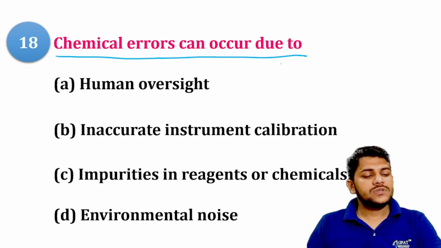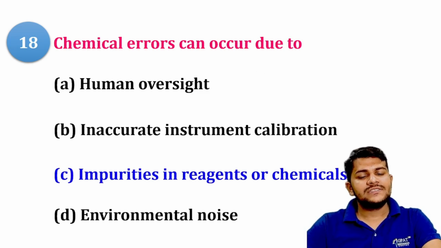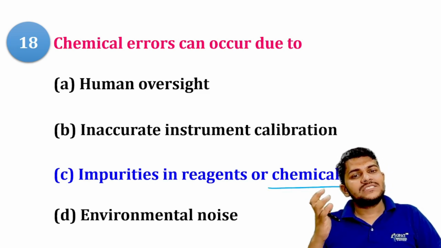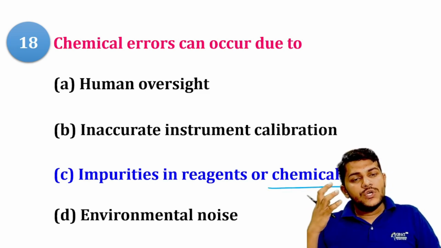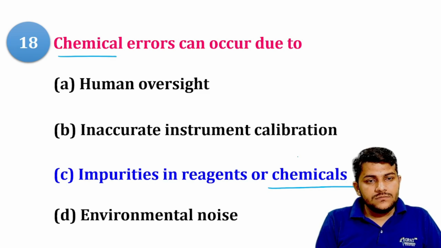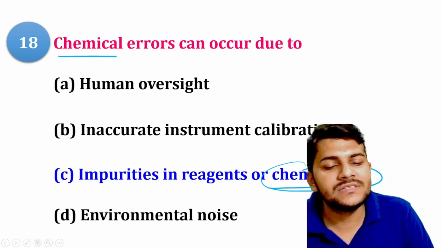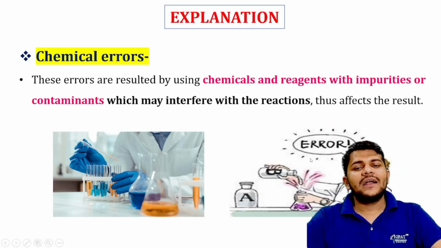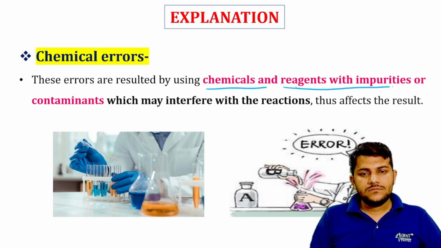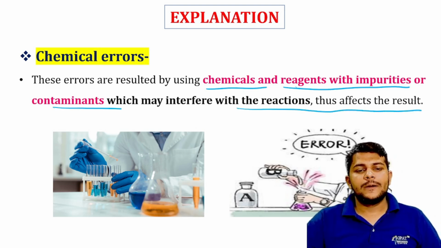Chemical error can occur due to... So what are the sources of the chemical error? Here there is only one option in which they are discussing the chemicals. Some questions in your examination are very direct, so you have to use your smartness and check your presence of mind. Chemical error is the error resulting from the chemicals, reagents, impurity, contamination, and it can also interfere with the reactions and the result.